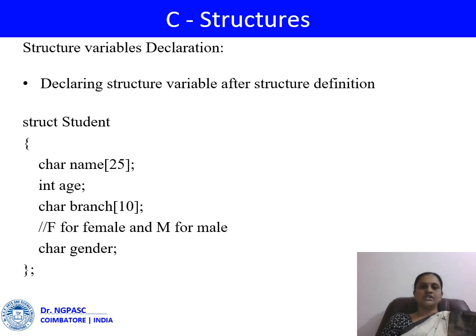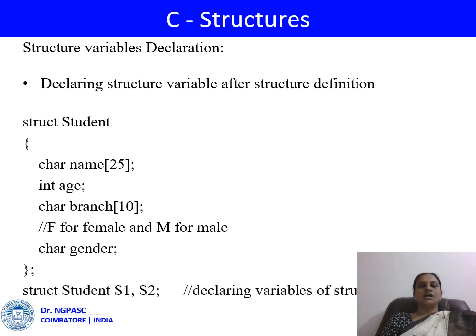Here you can see that S1 and S2 are two different structure variables, and they are declared outside the structure. I have already told that the structure should end with a semicolon, right? So here, struct student S1, S2, we are declaring the variables for the structure student, and this declaration is done after the structure definition.